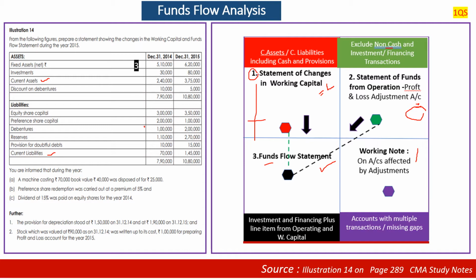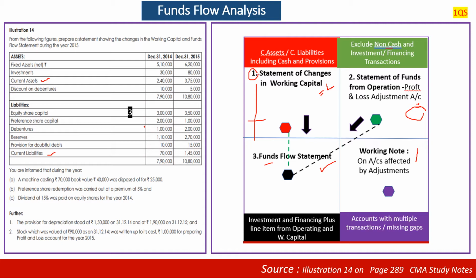Now let's understand. Fixed assets involve movement of funds, therefore it is the funds flow statement. Investment involves movement of funds whenever we buy or sell, so it goes to funds flow statement number 3. Current assets go to the working capital statement. Discount on debentures is nothing but miscellaneous expenses. It is basically a non-cash expense, therefore it will come under statement number 2.